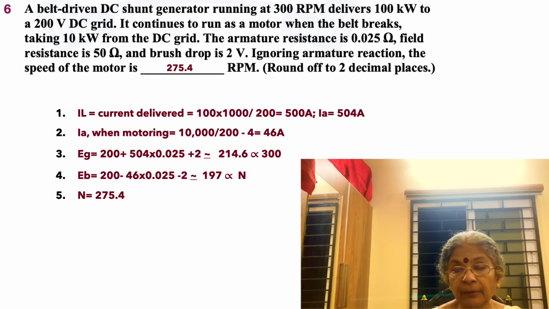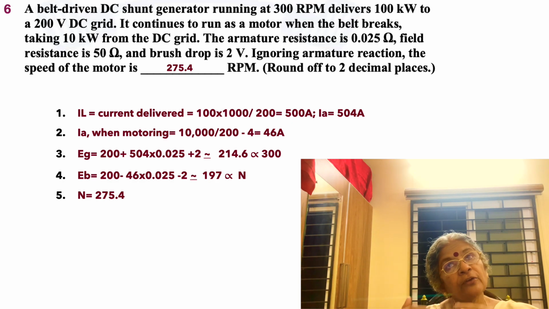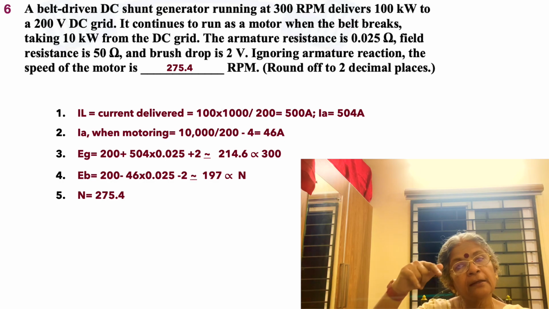For the generator case, this is the starting point. EG is the starting point. It gives several kinds of drops, and then it reaches what is called the grid. And it also gives current, 2 types of current. One is the line current and another is the field current.